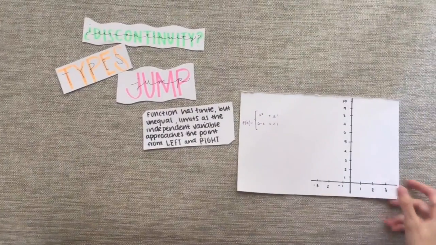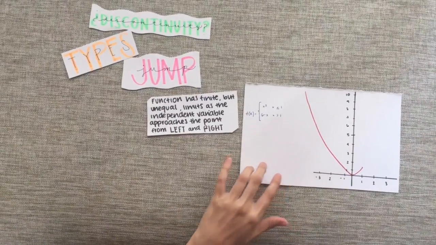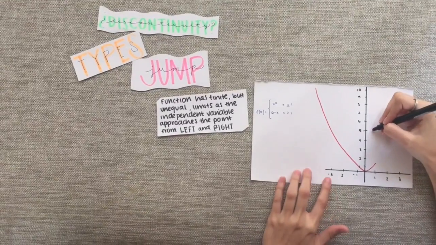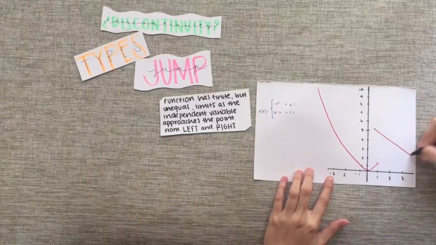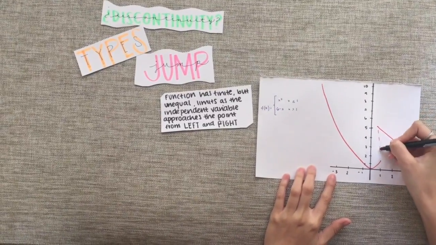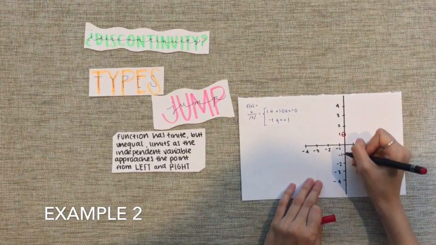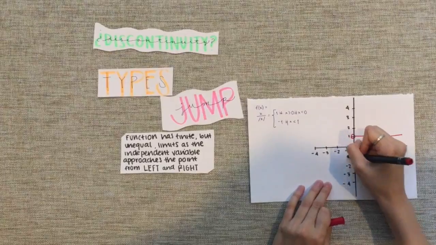An example would be, in this function at x equals 1, we have two given pieces with different values. We can observe that the graph of this function takes a jump from one point to another, which makes this function discontinuous. 1 and minus 1. One goes to the right, one goes to the left.